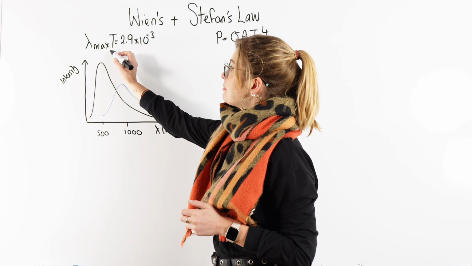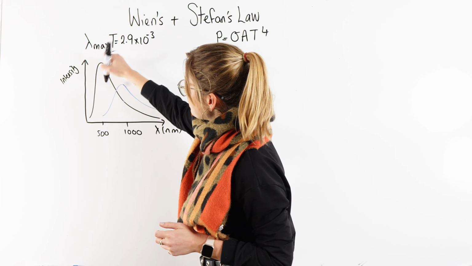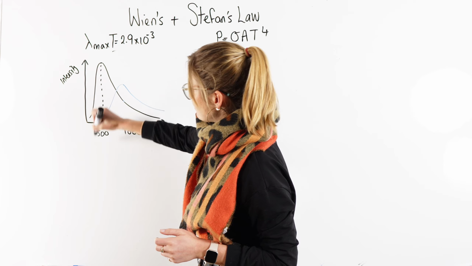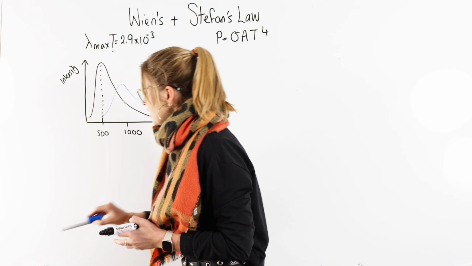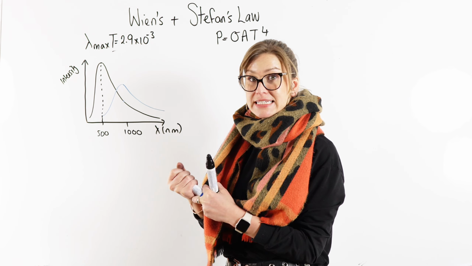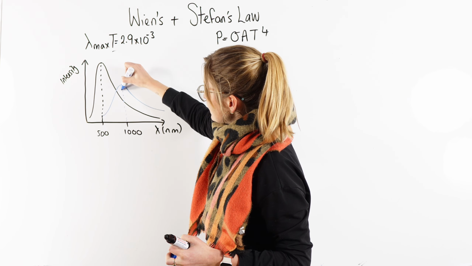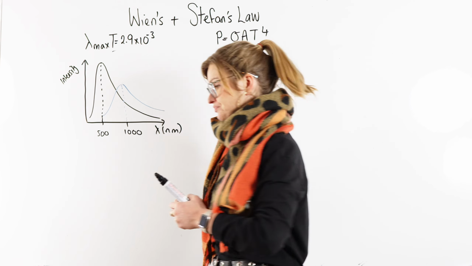If I want to figure out the temperature of each star, what I do is I see where the peak is, the wavelength max, take the peak and go down to see what that wavelength is. And for the blue one, again, we find where the peak intensity is, and we go down to see what that wavelength is. So now we can calculate the temperature of both of those stars.